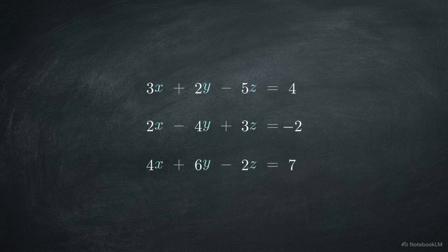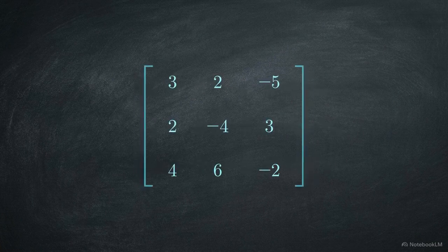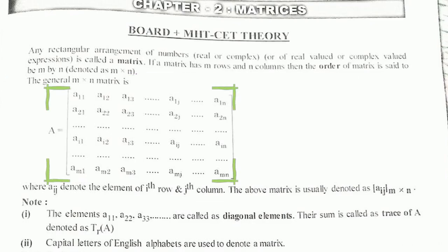Look at a dense system of linear equations, with multiple variables interacting simultaneously across several different lines. To make sense of this, we first pull away the variables, the x, y, and z terms, and isolate the raw numerical coefficients. This textbook excerpt defines a matrix as a rectangular arrangement of these numbers. We organize our extracted coefficients into an m by n grid, where m represents the rows and n the columns.